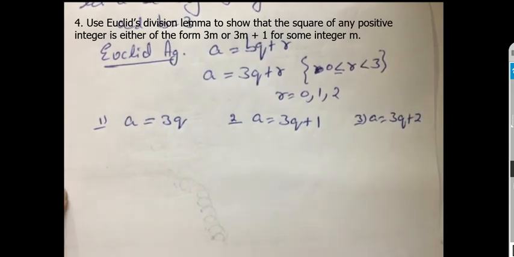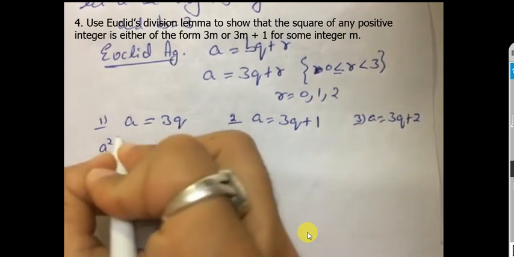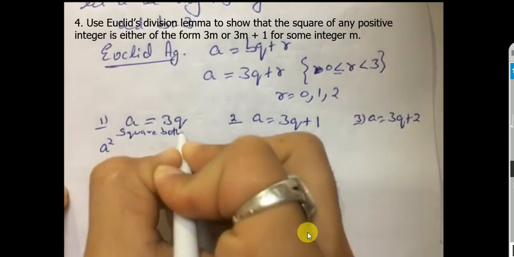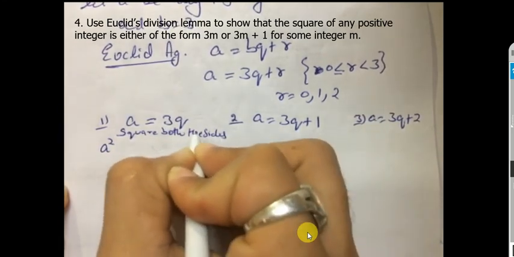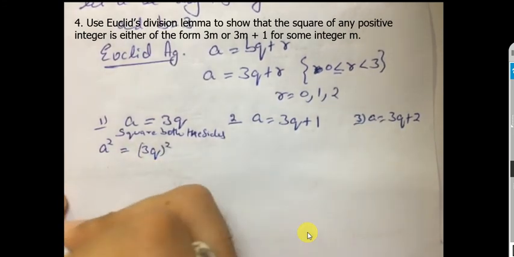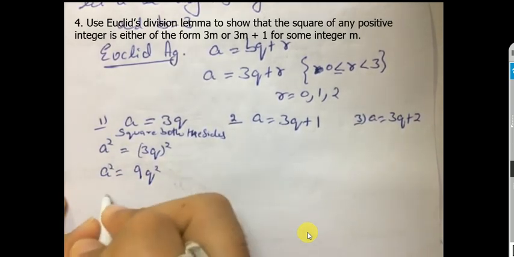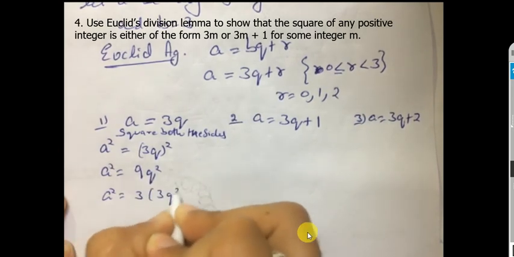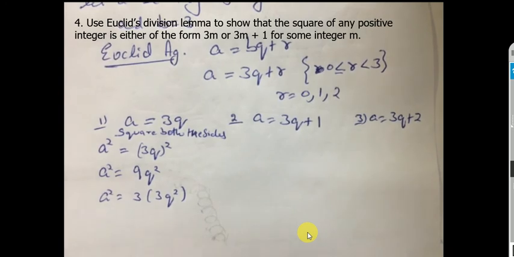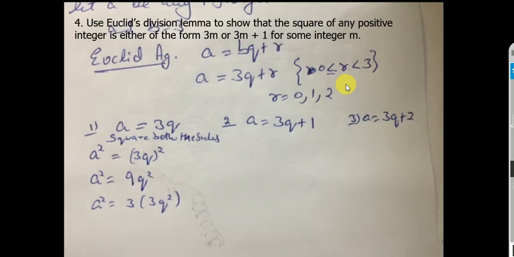Now we have to square these. In the question it is written, use the Euclid division lemma to show that the square of any positive integer. This is a positive integer. If we square the first one, we square both sides, and a square equals 3q whole square, so a square equals 9q square. We can take 3 common, and it becomes a square equals 3 into 3q square. We can take this 3q square as m, because in the question it is written for some integer m, and m could be any positive integer.